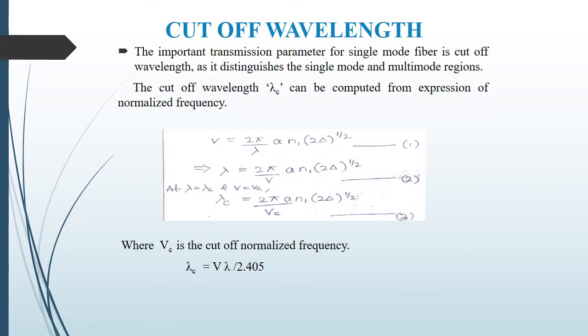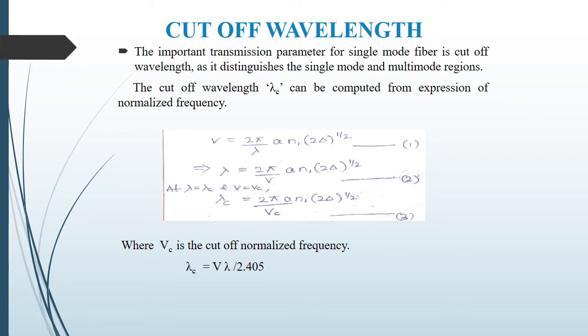Next is cutoff wavelength. The important transmission parameter for single mode fiber is the cutoff wavelength, and it distinguishes the single mode and the multimode regions. We define the cutoff wavelength as lambda C, and the expression is V is equal to 2 pi by lambda A n1 into (2 del) the whole power 1 by 2. From this equation we find the lambda value. So lambda is equal to 2 pi by V A n1 into (2 del) the whole power 1 by 2.